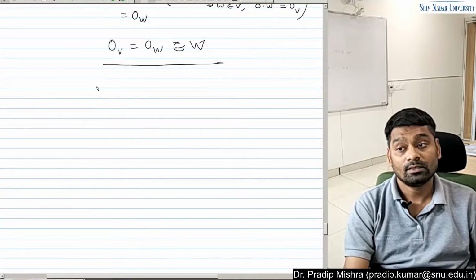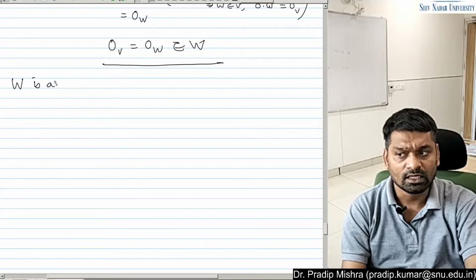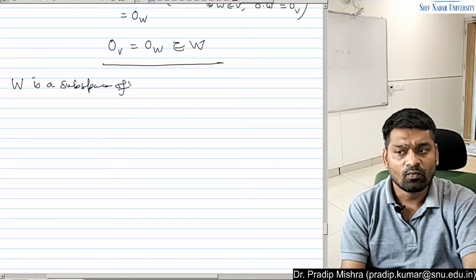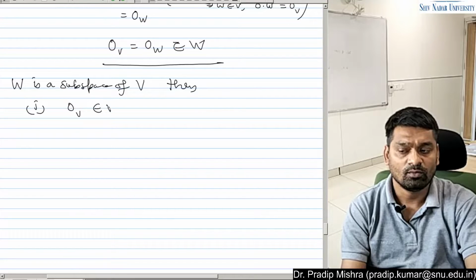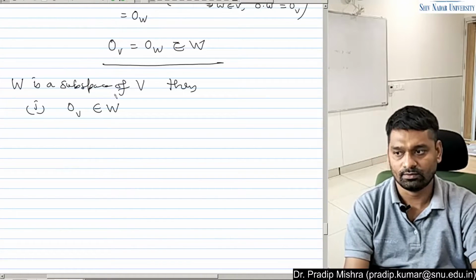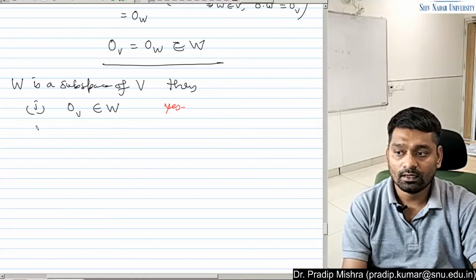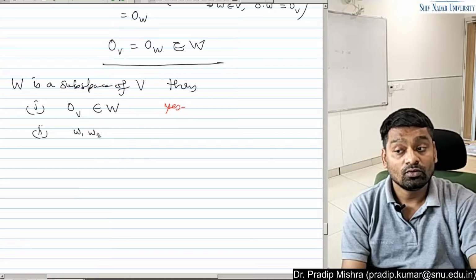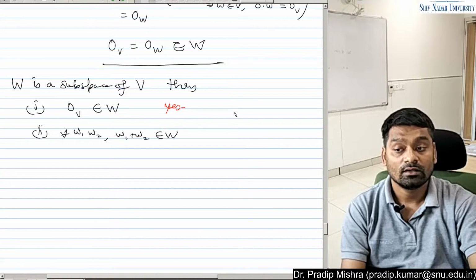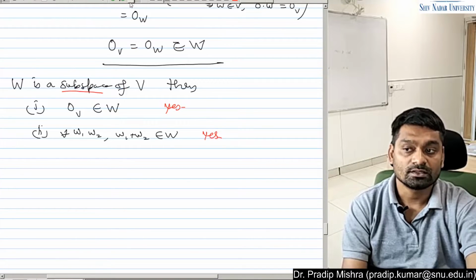And similarly, can I write this thing? I'm writing one thing. W is a subspace of V, then number 1, 0V belongs to W. Is this correct or not? Yes, good. Number two, if you take any w1 and w2, whether for every w1 and w2, w1 plus w2 lies in W or not? Yes or no? Answer is yes. Why? Because W is a subspace.